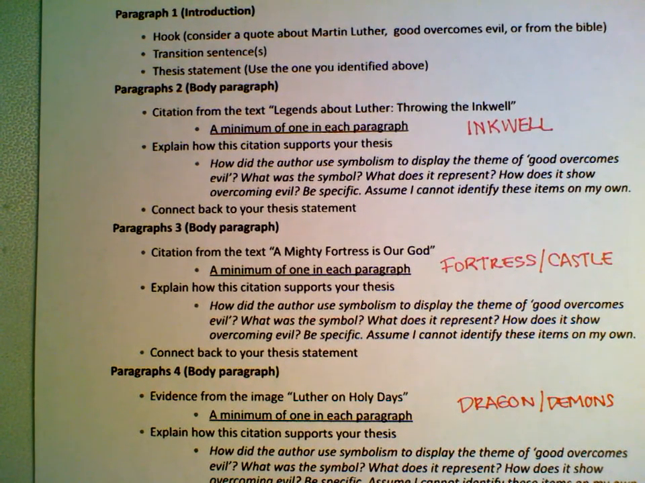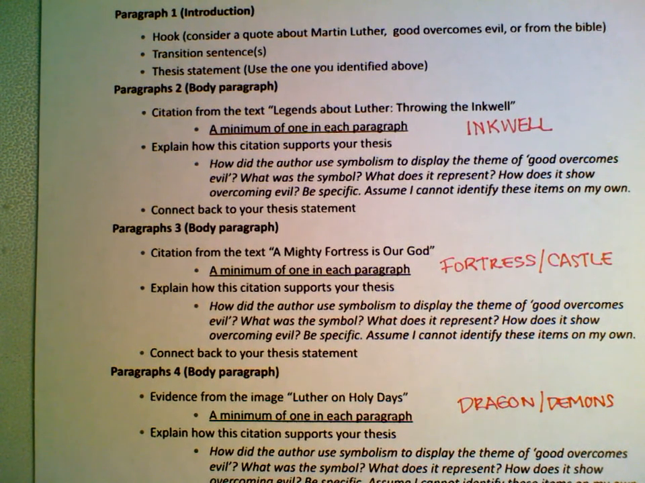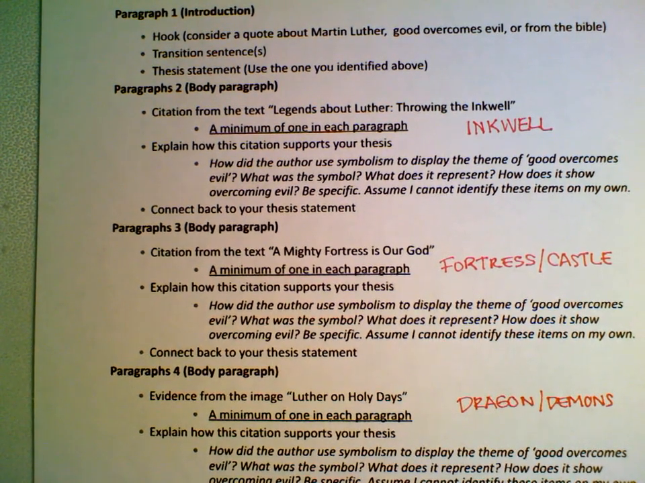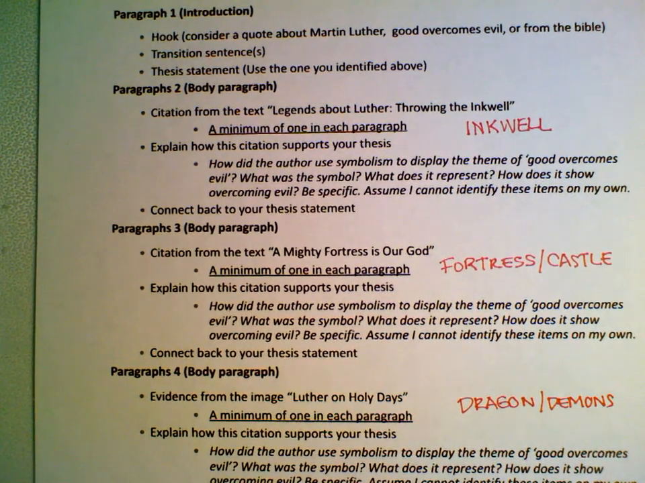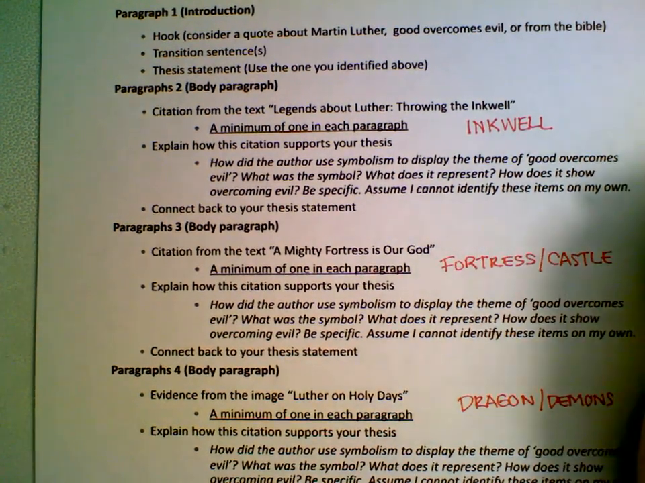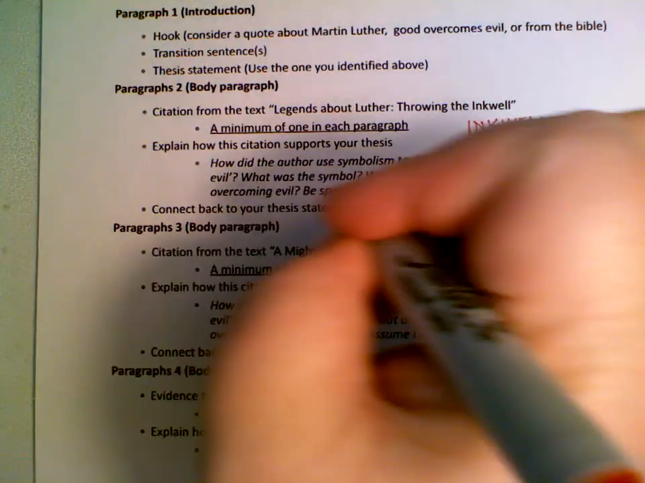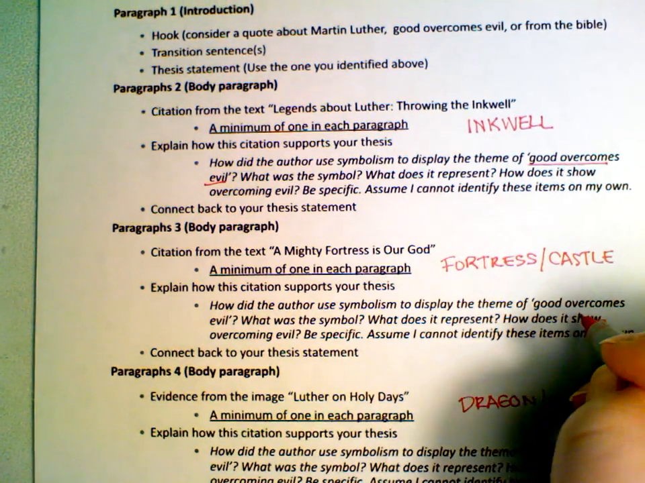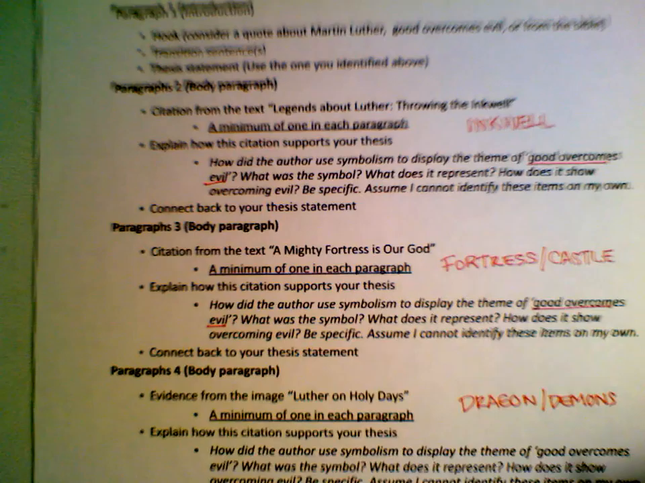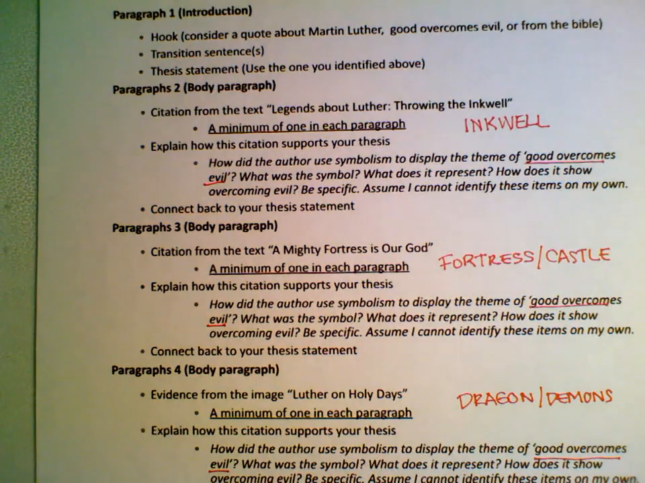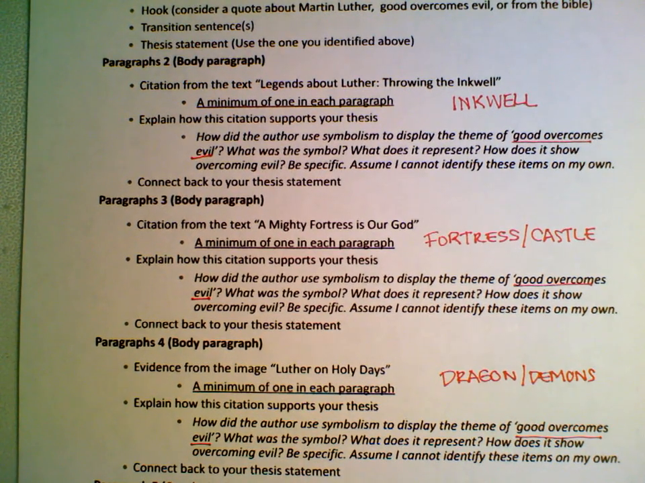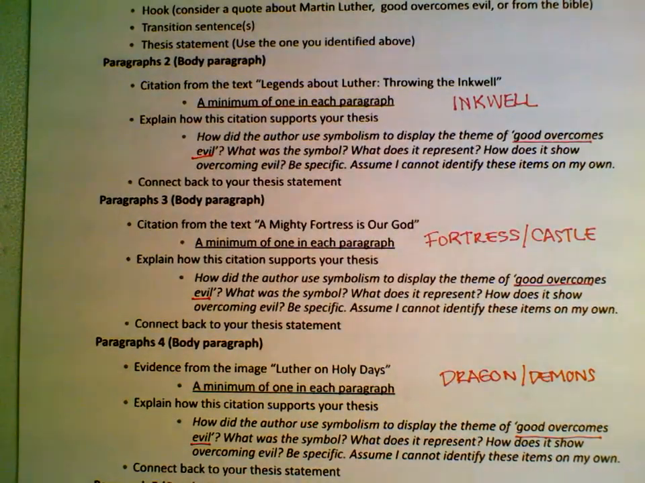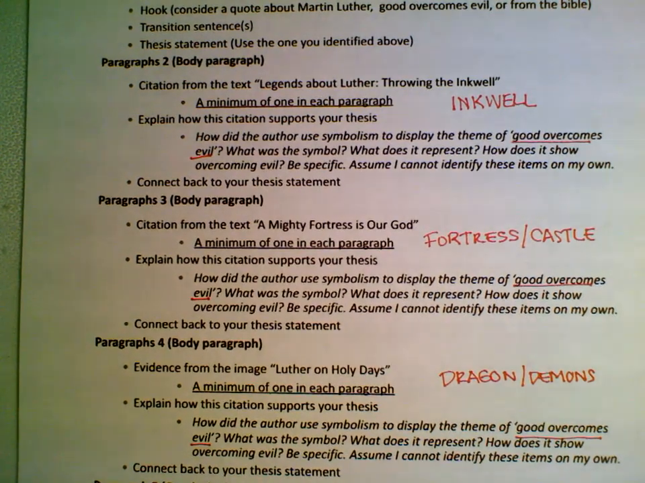Okay? Each one has a separate, different symbol that they're using to help you understand the theme of good overcomes evil. Okay? So I'm going to make sure that I underline that here. Good overcomes evil in each case. So, how does that happen? You need to use those 3 symbols to make sure that you identify that. Okay? Hope that this helps.